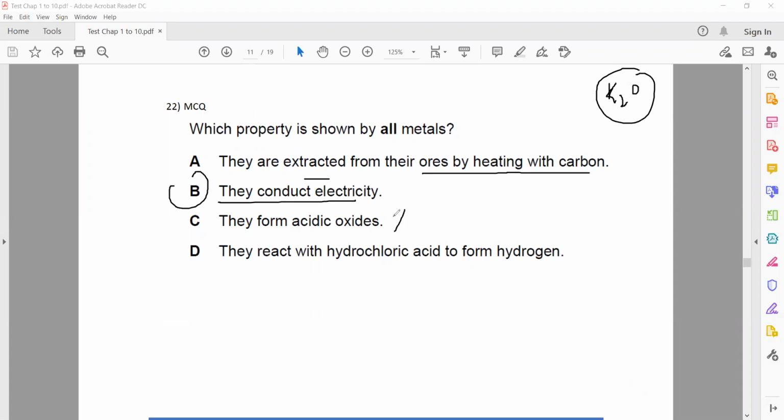They form acidic oxide? No. Some metals like aluminum, lead, and zinc form amphoteric oxides. Others form basic oxides. They react with hydrochloric acid? Not all of them react with hydrochloric acid. Some of them react, some do not react. And all of the metals cannot be heated with carbon to extract the metal from their ore. That's why D is also not a right answer.